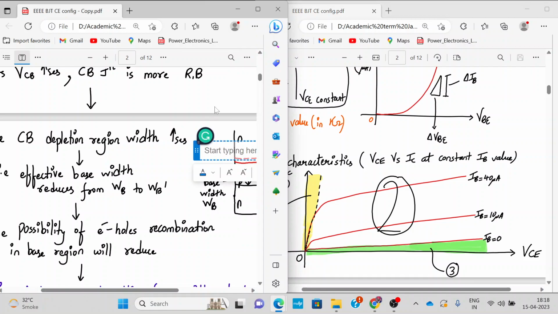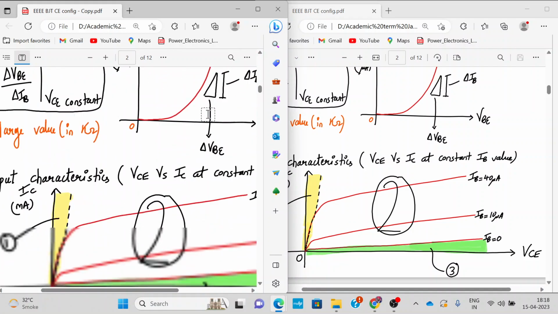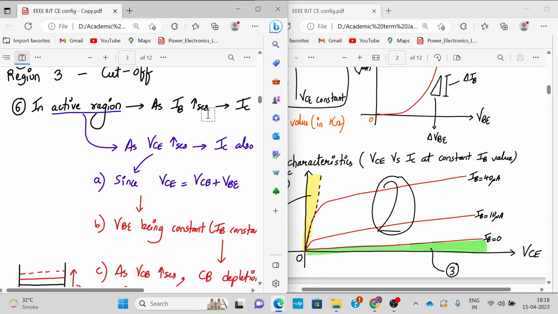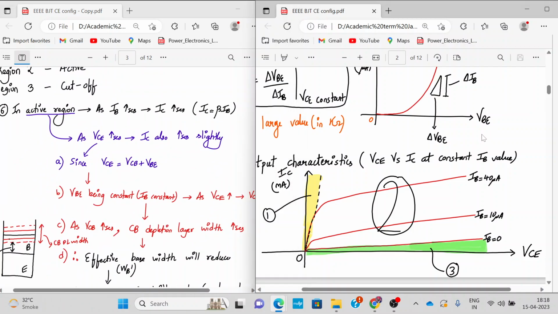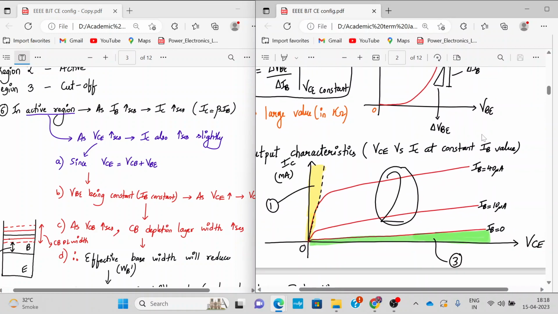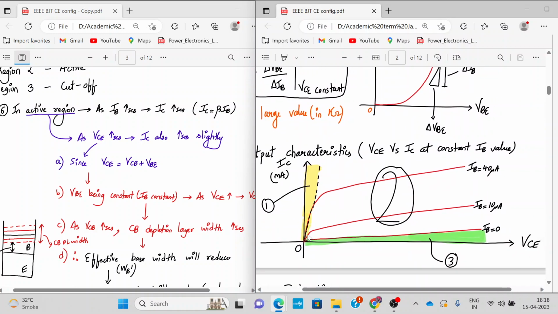Okay, so let me consider over here. Bring the screen so that I can operate easily. Okay, fine. So let us concentrate on this diagram. Now we are concentrating on the active region. So what is happening in the active region? First of all, we'll explain.